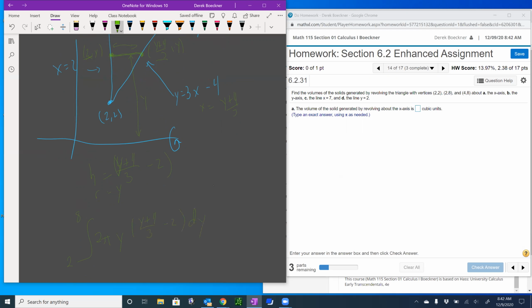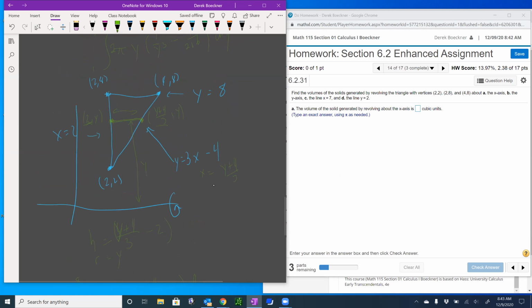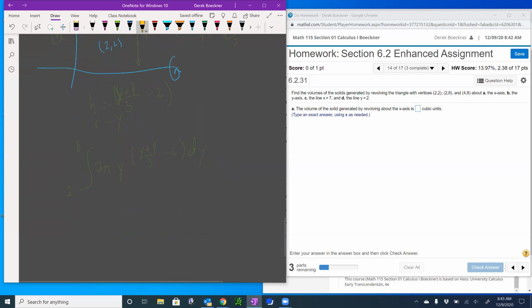The other easy one, now that we've got this, if we're going to still do shells, is like the line y equals 2. I'll rotate around the line y equals 2. The only thing that changes is my radius. My radius is not y anymore, it's y minus 2, right? So I get rid of that and I put in a y minus 2, and that would give me my volume for rotation around the line y equals 2.